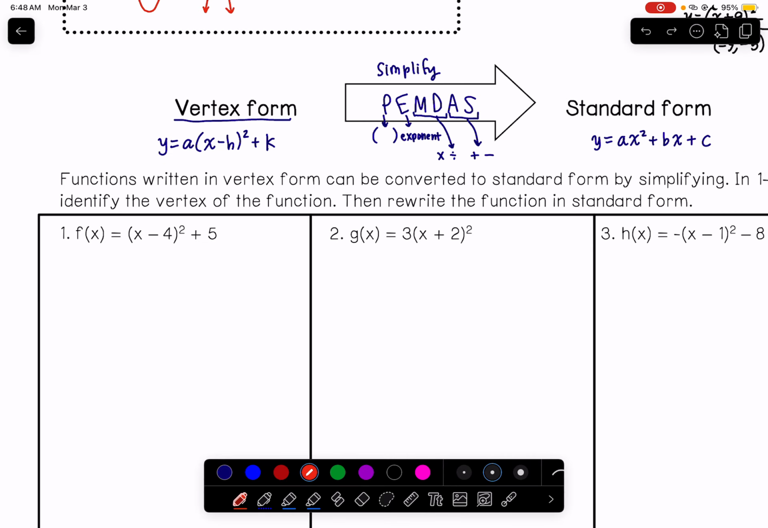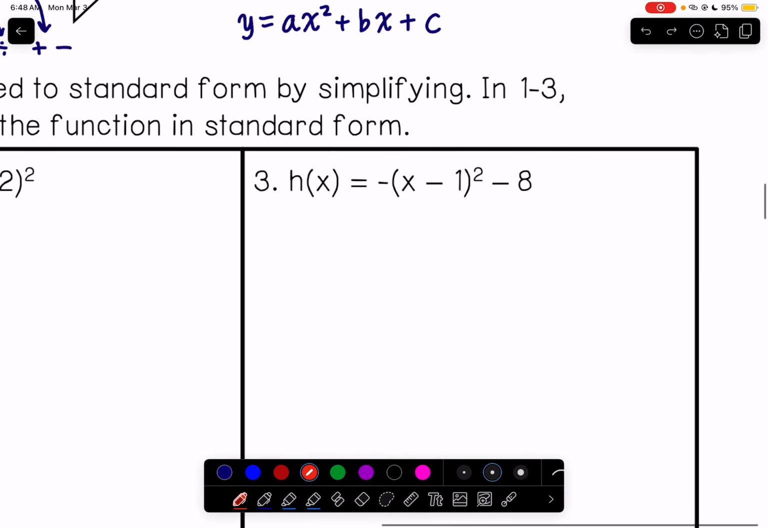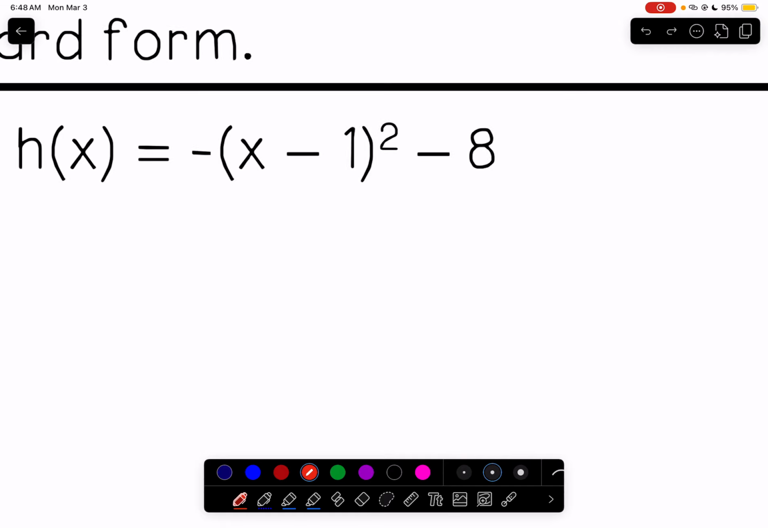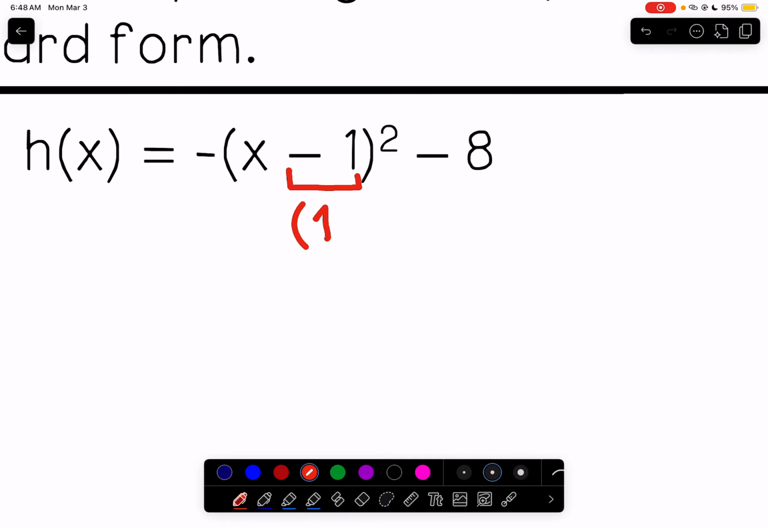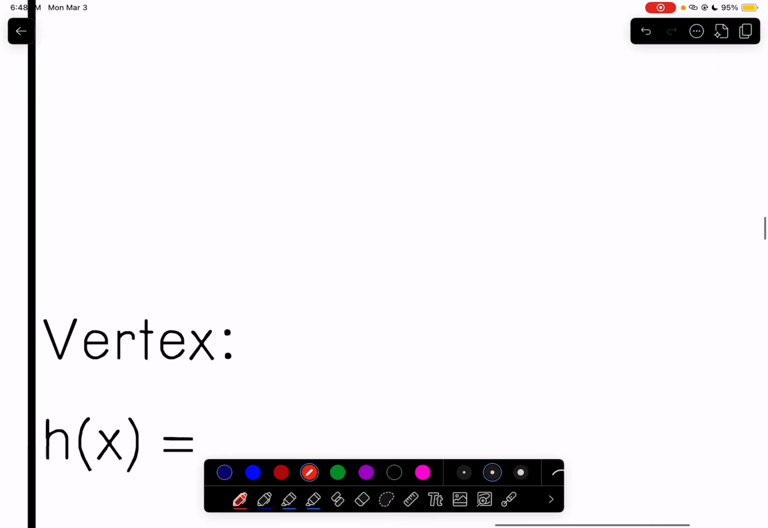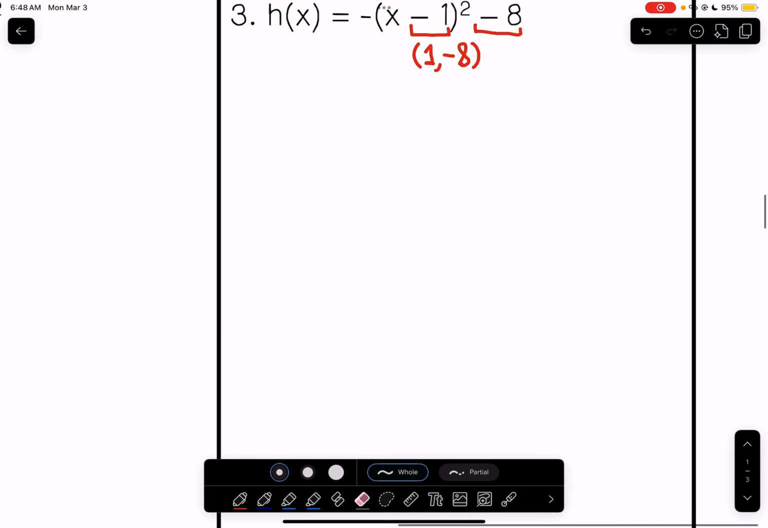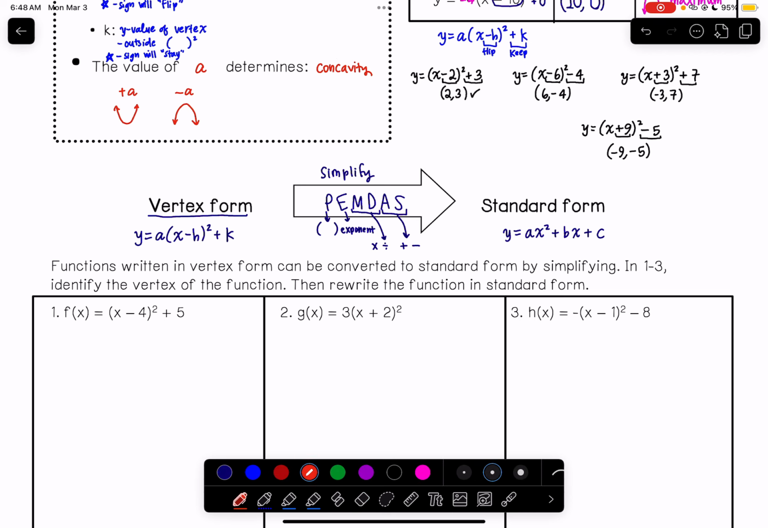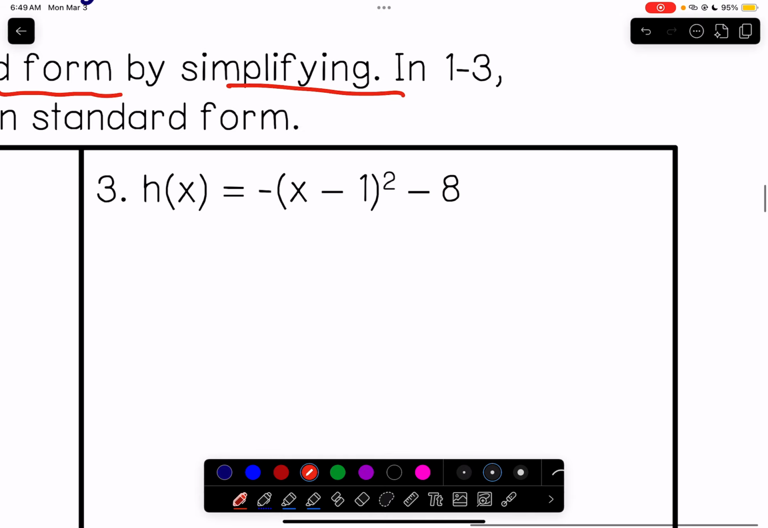All right, I'm gonna start with number 3. So first of all, I want to know what the vertex is. Hopefully you watched part 1. If not, go back and watch it if you're confused on this one. But the vertex is going to be, flip this to +1, comma, keep this at -8. So this is a vertex at 1, comma, -8, which I can get from vertex form at the very, very beginning. All right, now, this wants me to convert to standard form by simplifying. So first we identify the vertex, check, and then rewrite it in standard form. So we're gonna use PEMDAS.